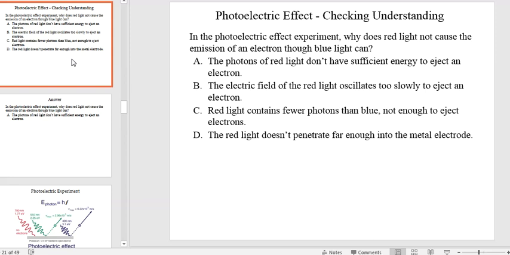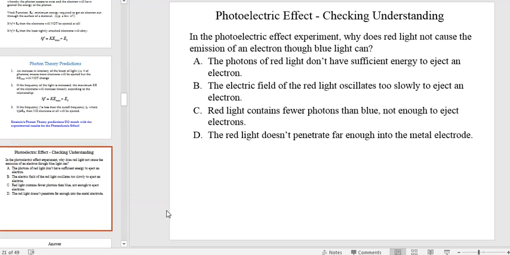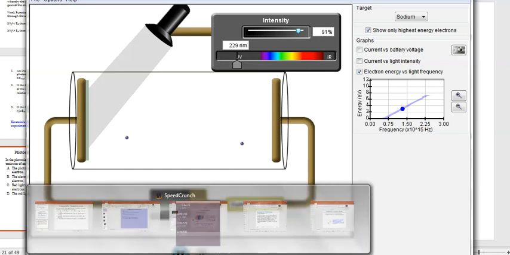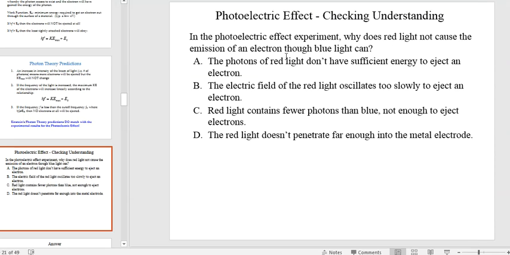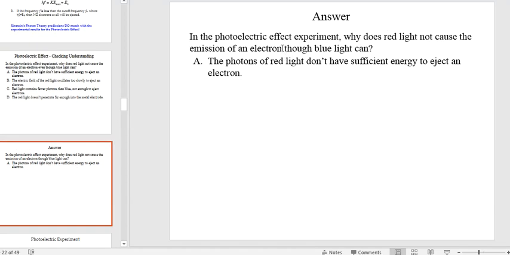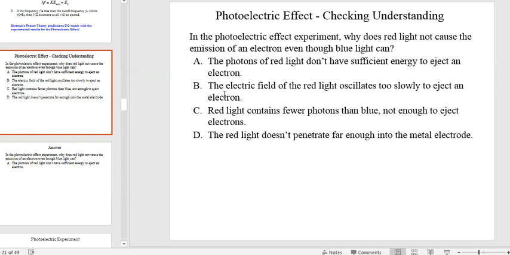In the photoelectric effect experiment, why does a red light not cause the emission of an electron, even though blue light can? Well, okay, maybe this seems a little bit weird. Why does it not cause the emission of electron? Oh my gosh, sorry, I read the question wrong. Even though blue light can, I read it as through the blue light can, and I was like, oh no, there's a typo here. Oh gosh. Okay. All right, so even though the blue light can.